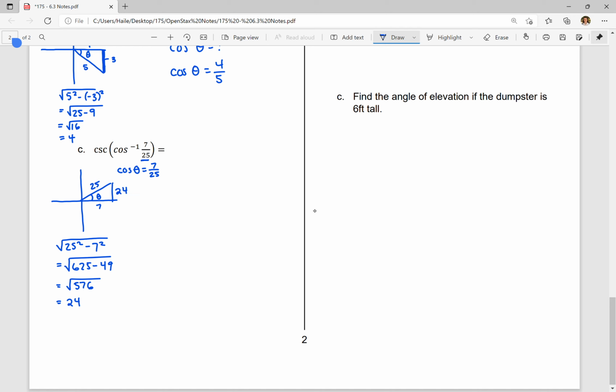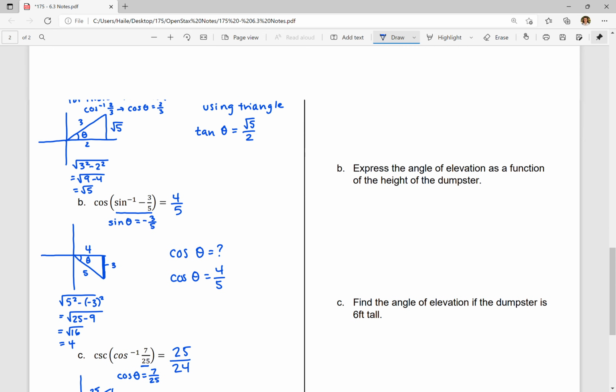So now that I've got all three sides, I can think about, well, what's the cosecant of theta? Remember that cosecant is basically 1 over sine of theta. So if we know how to find sine of theta, we basically just have to flip the fraction, and that gives us cosecant. So sine of theta from this triangle is going to be 24 divided by 25. If we flip that around, we get 25 over 24 for the value of cosecant, and so that's my final answer: 25 over 24.